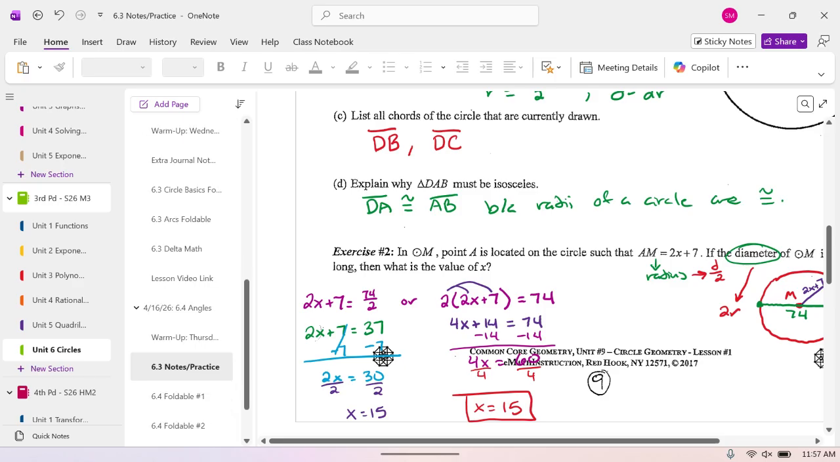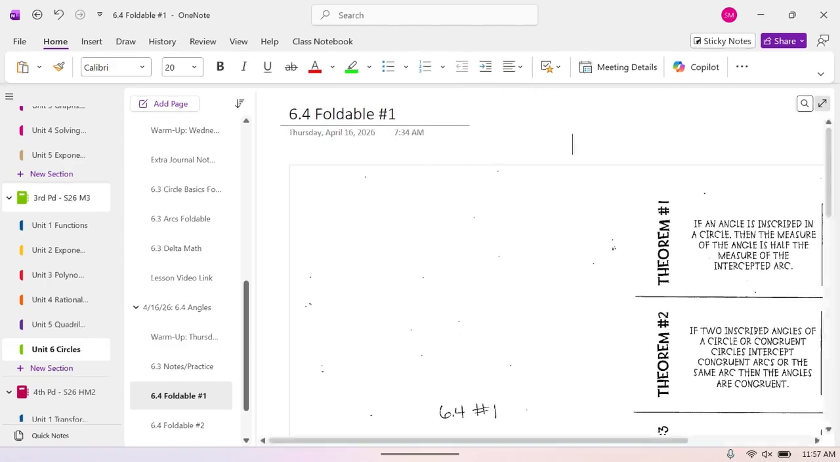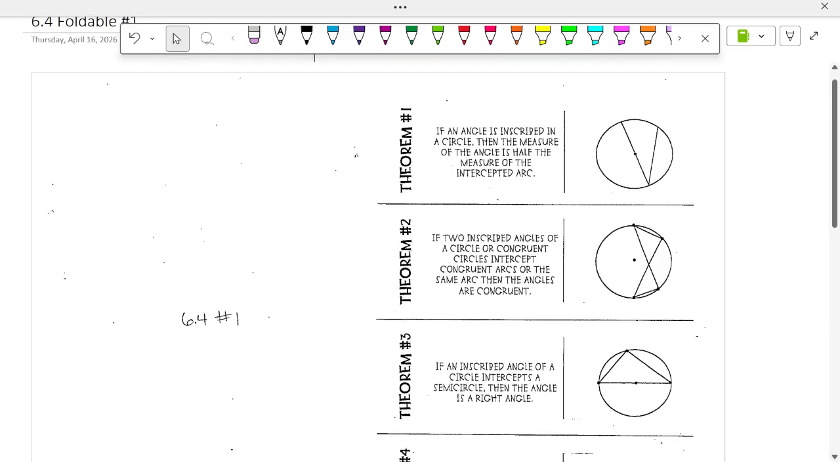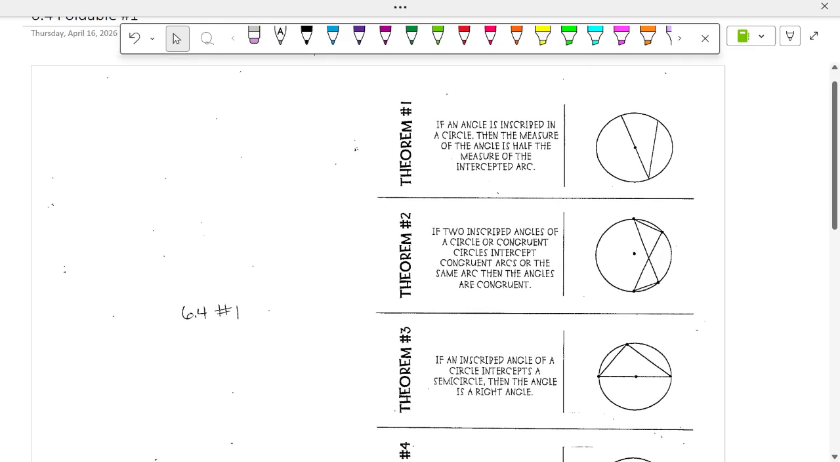6.4. All right. You need your journal out. We're going back to your foldables. So we're doing the next foldable on the list, which looks like this. 6.4, number 1. It should have 4 theorems on the front and a circle with some angles. If you're going through the order, it should be the third in the order.